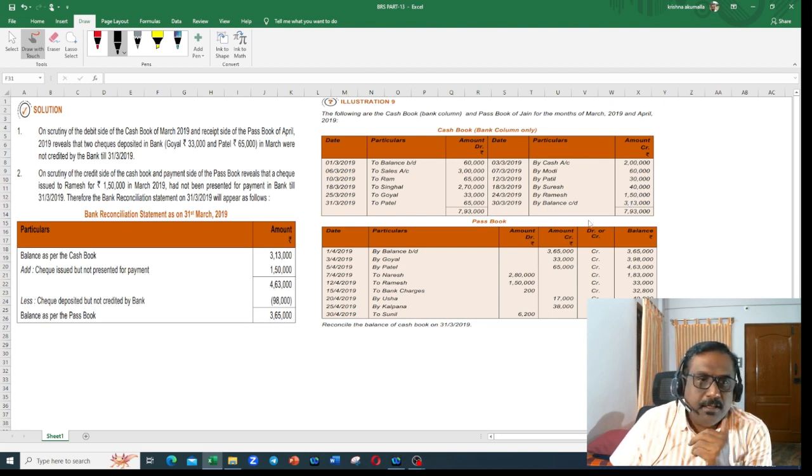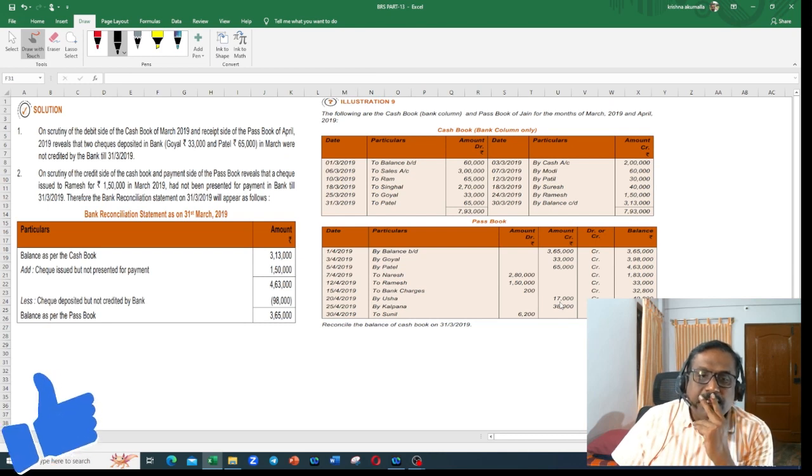Clear so far? By Goyal 33,000. What does it mean? Credit side of the passbook is what? Receipts. Debit side of the passbook is what? Payments. So by Goyal, Goyal's check has been credited. By Patel, Patel's check has been credited. By Usha 17,000, Usha's check has been credited. By Kalpana, the check received from Kalpana has been credited.